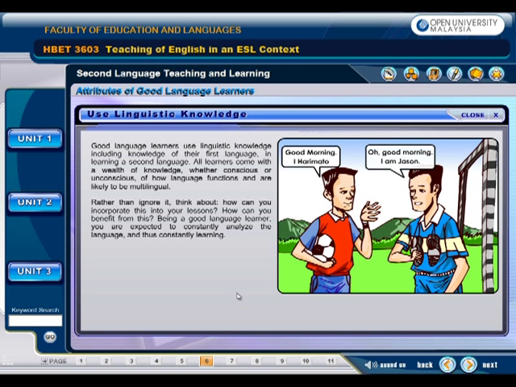Good language learners use linguistic knowledge, including knowledge of their first language, in learning a second language. All learners come with a wealth of knowledge, whether conscious or unconscious, of how language functions and are likely to be multilingual. Rather than ignore it, think about how you can incorporate this into your lessons. How can you benefit from this? Being a good language learner, you are expected to constantly analyze the language and thus constantly be learning.